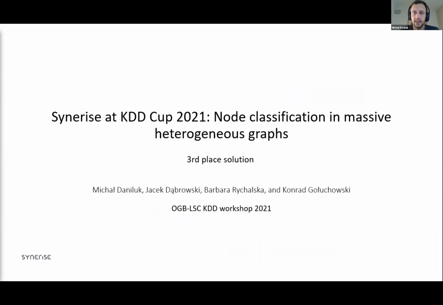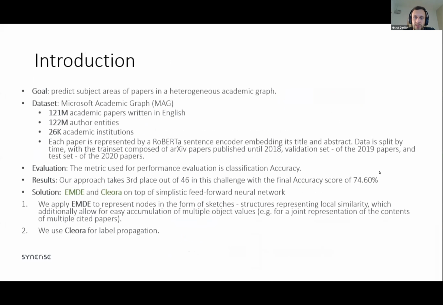I am a research scientist at Sunrise, and today I will present our third place solution to the KDD Cup Challenge node level track. So, to remind, the goal of the challenge is to predict the primary subject areas of given arXiv papers, which is cast as an ordinary multi-class classification problem among 153 classes. The evaluation metric is the classification accuracy.